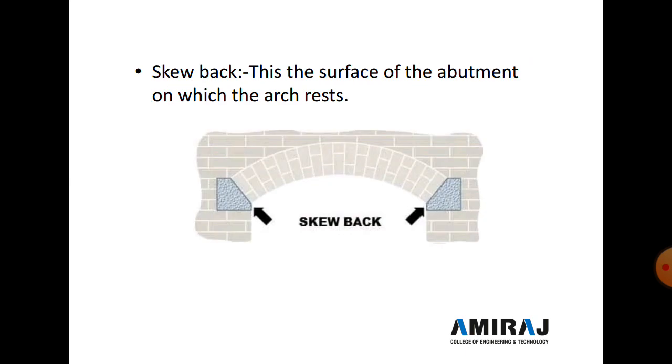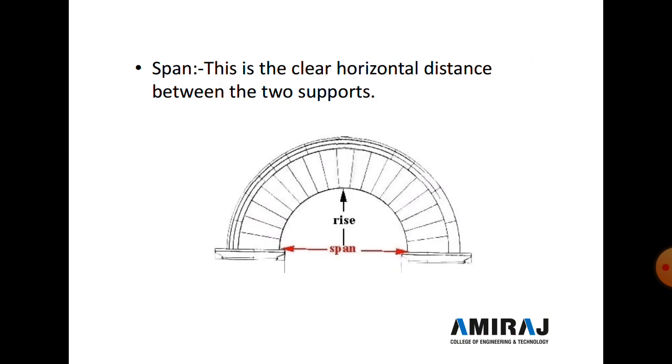Now next is the skewback. This is the surface of the abutment on which the arc is raised. So all the loads are transferred onto the skewback and from the skewback to the wall. Here the skewback is provided at the starting of the curvature or arc.